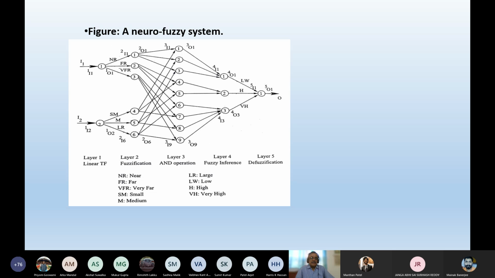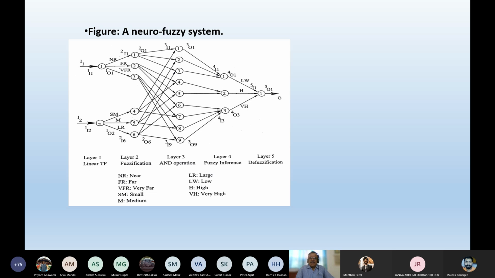Any other doubt? Can you hear me, sir? Yes, please. It's just a follow-up, but I consider it as trivial. Can you call this a fuzzy-inspired neural network?